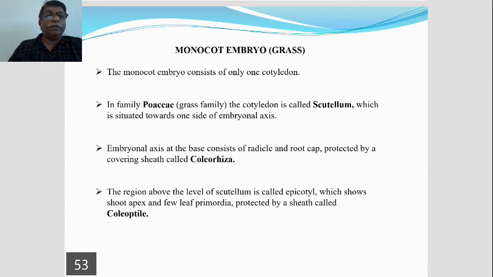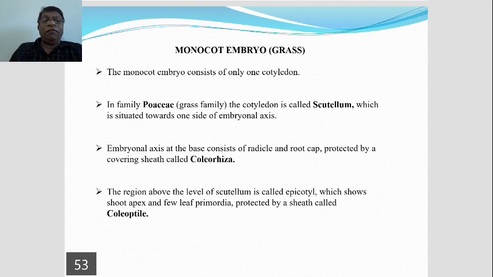In monocots, instead of cotyledon, we call it scutellum. What does scutellum mean? It is nothing but the cotyledon of monocots. If we examine the diagram, the scutellum is situated towards one side of the embryonal axis. See the diagram.